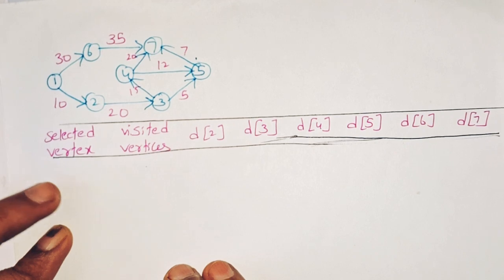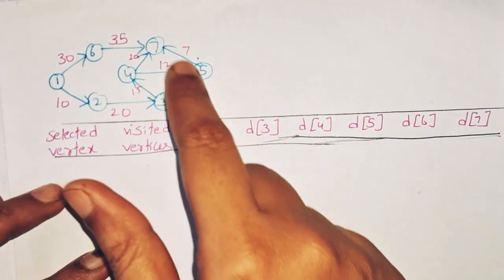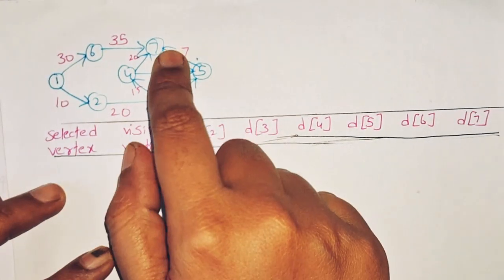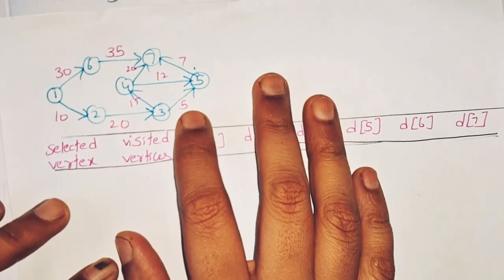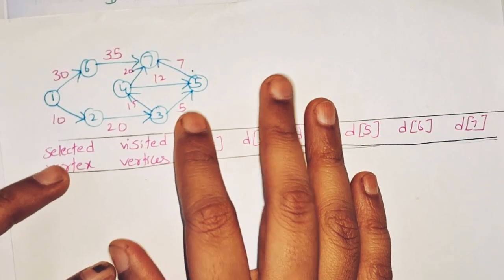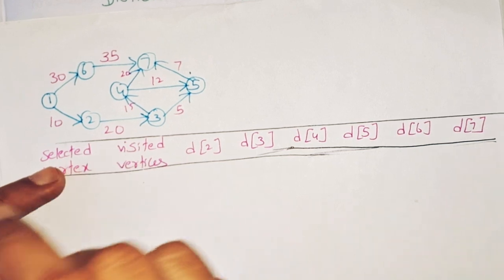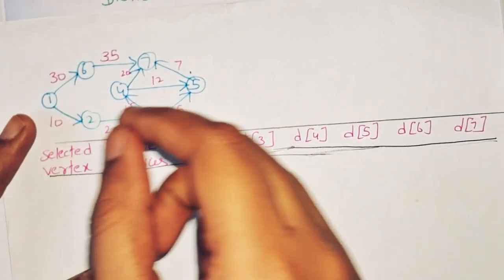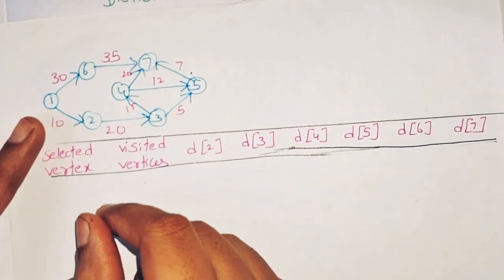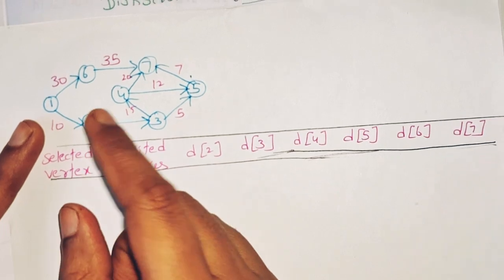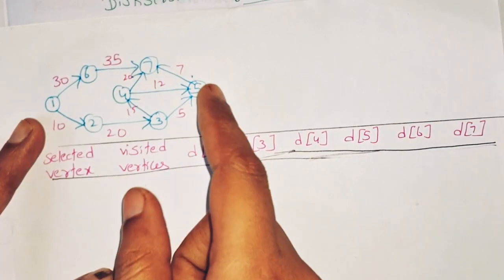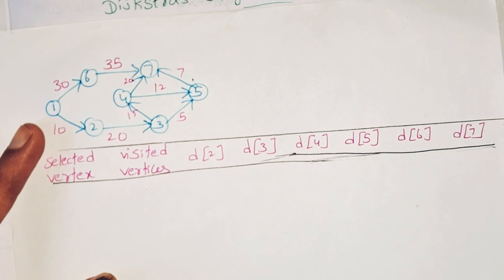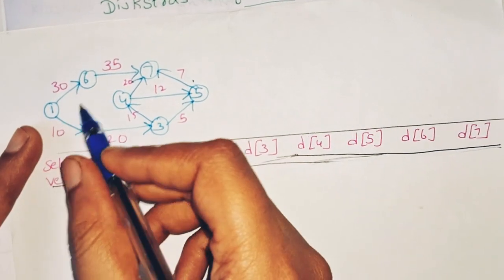Here, given the graph with the nodes 1 to 7, 1 is the starting point. In the single source shortest path algorithm, we have to find the best solution to reach the remaining nodes. What is the shortest path to reach the remaining nodes from the source? So this is the given graph.